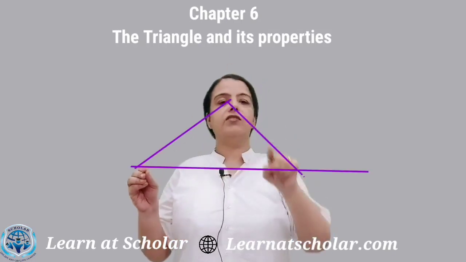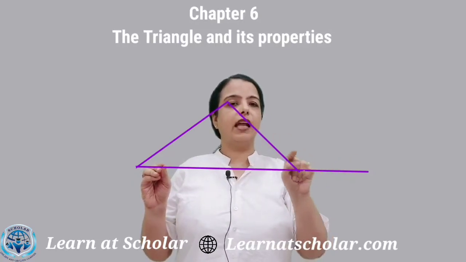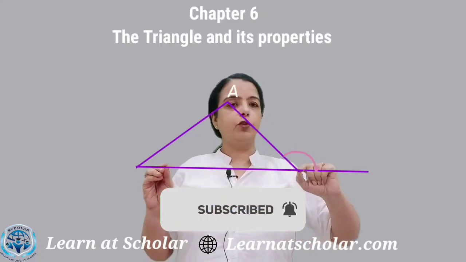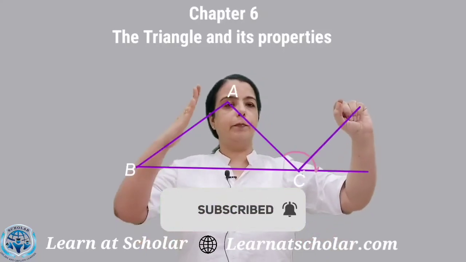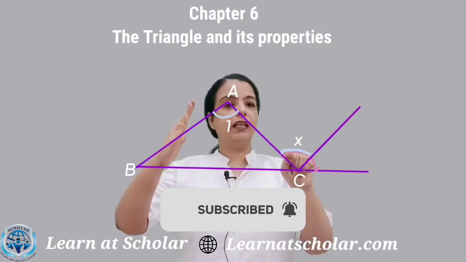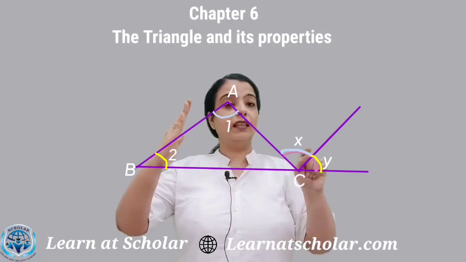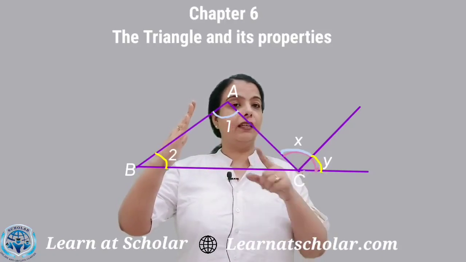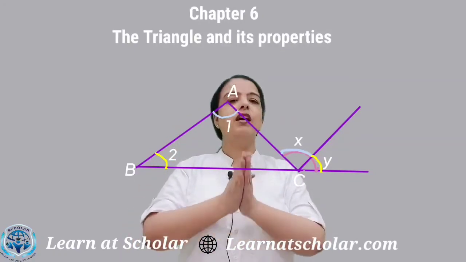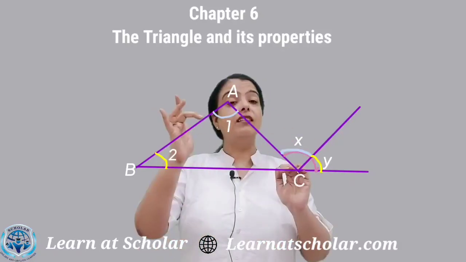Now this is a triangle. By extending this side, we have got this angle, which is an exterior angle. If we draw this line parallel to AB, then this angle 1 is equal to this angle X and this angle 2 is equal to this angle Y. Can you tell me how? If you have well understood the concepts of chapter number 5, you can easily tell how these angles are equal.